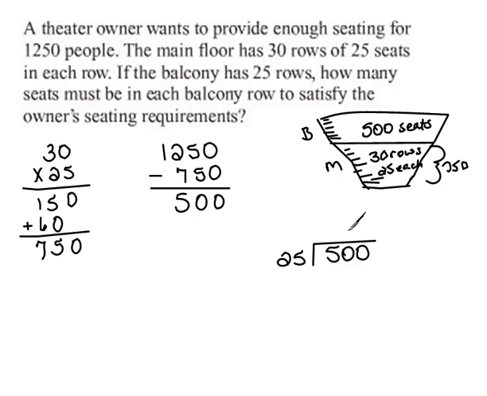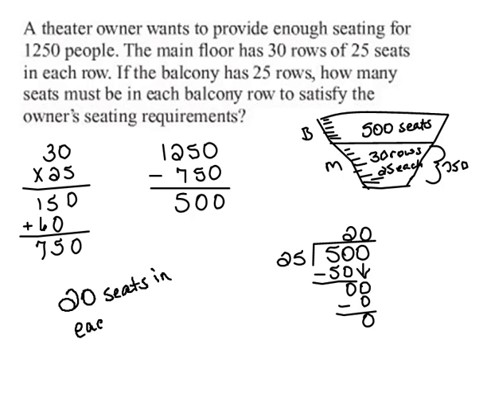25 will go into 50 2 times. 2 times 25 is 50. So when we subtract, we get 0. We have to drop our next term, which is a 0. 25 goes into 0 0 times. So we have no remainder. 20 times 25 is 500. So this tells us now that we have to have 20 seats in each balcony row.